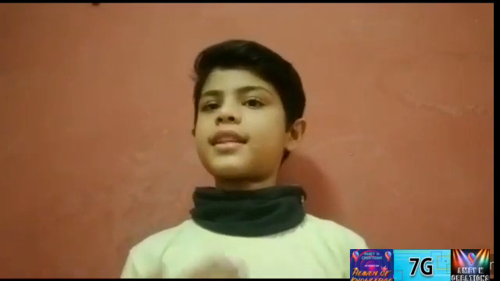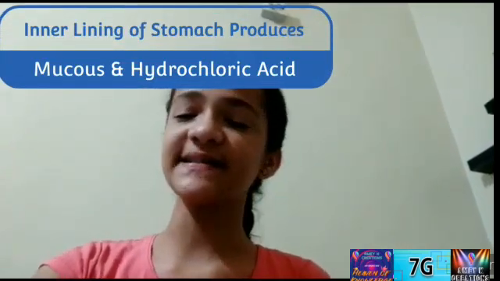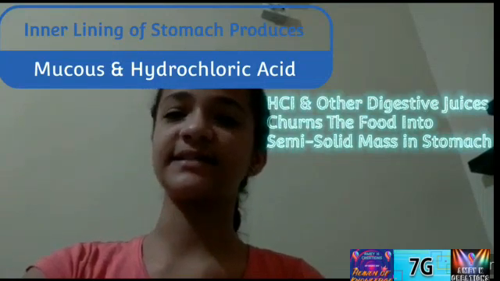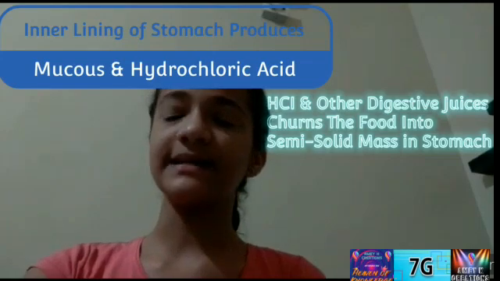The stomach is a thick-walled, bag-like structure. It receives food from the food pipe and delivers it into the small intestine through the other opening. The inner lining of the stomach produces mucus, hydrochloric acid, HCl, and other digestive juices. Food is turned into a semi-solid mass in the stomach. Enzymes present in the gastric juice break down the food. Hydrochloric acid helps in the digestion of proteins and also kills harmful bacteria.